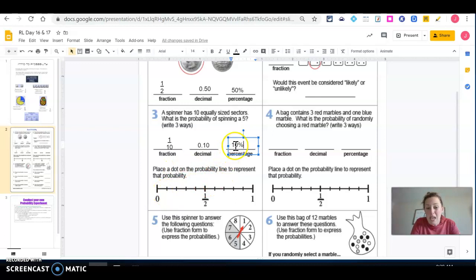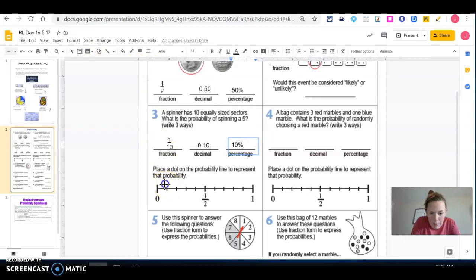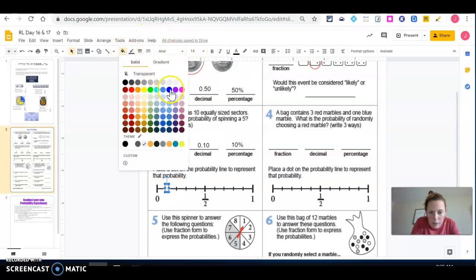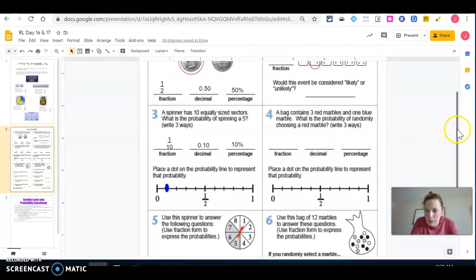So a 10% chance is pretty low. It's going to fall over here. So I'm going to insert a shape. Oops. I'm going to do a circle. And I'm probably going to put it right there. And then you could fill it with whatever color you want. I'm going to make mine blue. Okay.